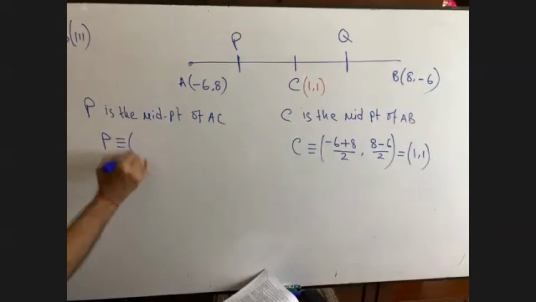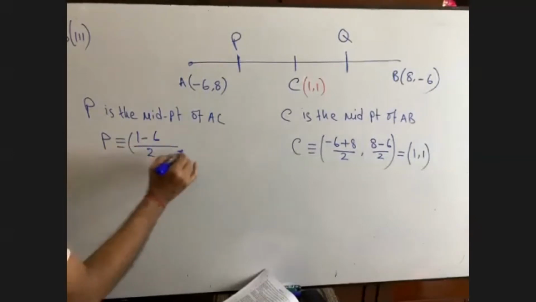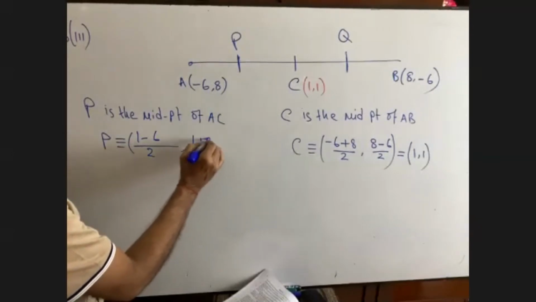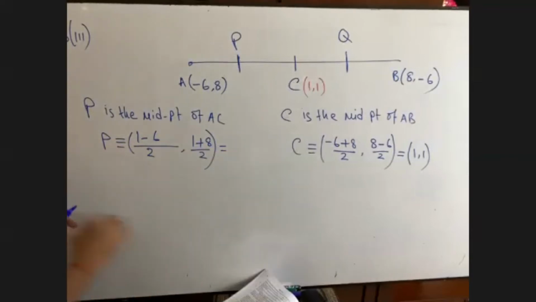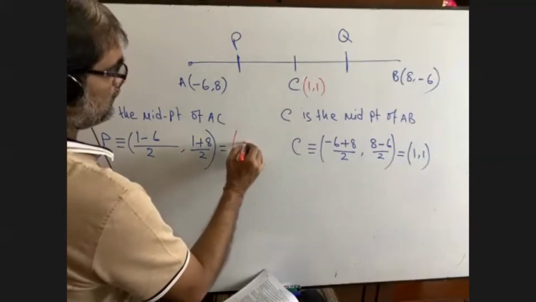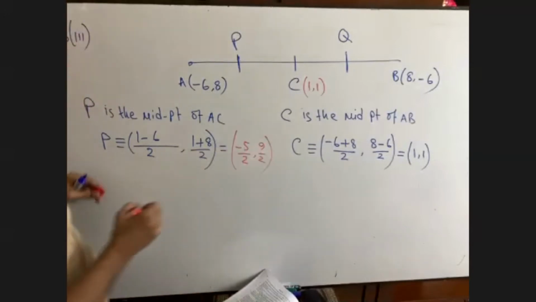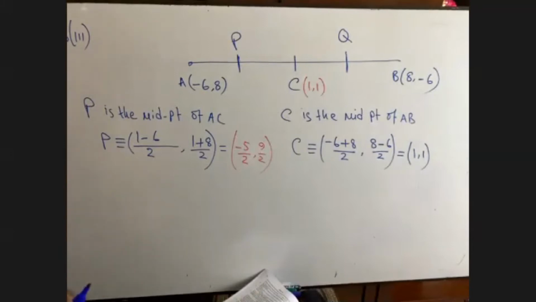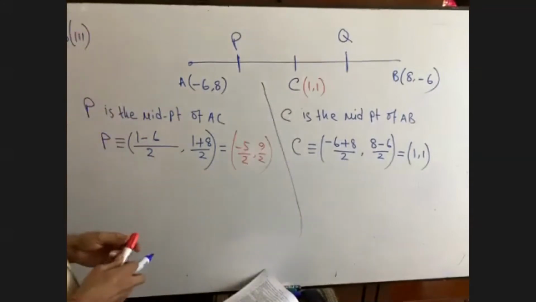So P equals 1 minus 6 by 2, 1 plus 8 by 2. What is the result? 1 minus 6 is minus 5 by 2, comma 9 by 2. So we have got the coordinates of P by using the formula of finding the midpoint. Now what about Q?